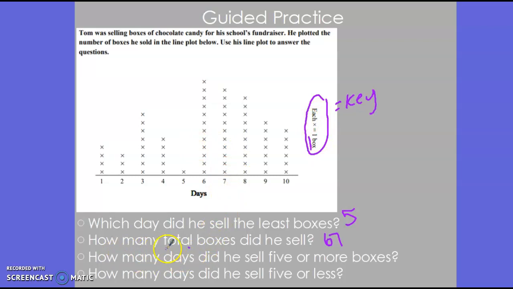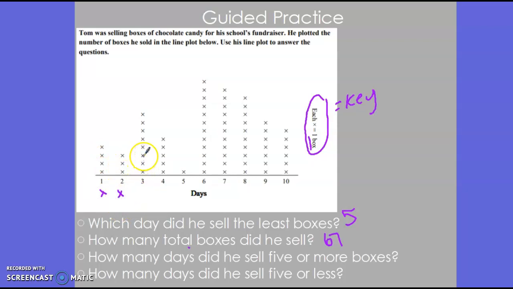And this next one says, how many days did he sell 5 or more boxes? So I'm going to look at each day. It says how many days, so I'm going to tell him how many of these days, 5 or more. So I'm going to look at each one. This one he did 1, 2, 3, 4. That's not 5 or more, so I'm going to put an X down here. That one didn't. This one's 3. That's not 5 or more.